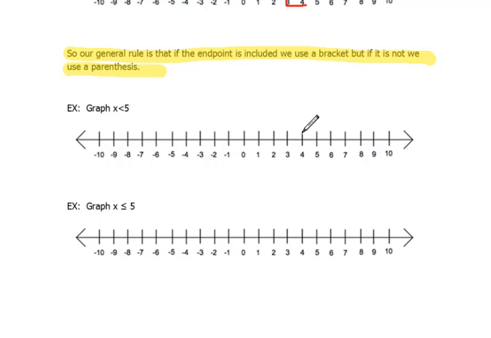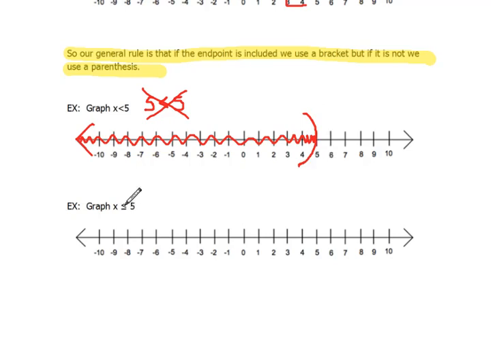Well, all of the numbers that are less than 5 would go towards the left, away from 5. But 5 itself is not an actual answer, because you can't say 5 is less than 5. That's not a true statement. So since it's not, we use a parenthesis.